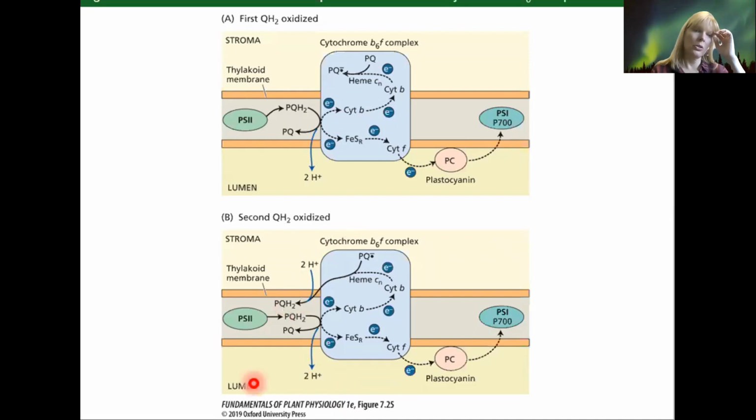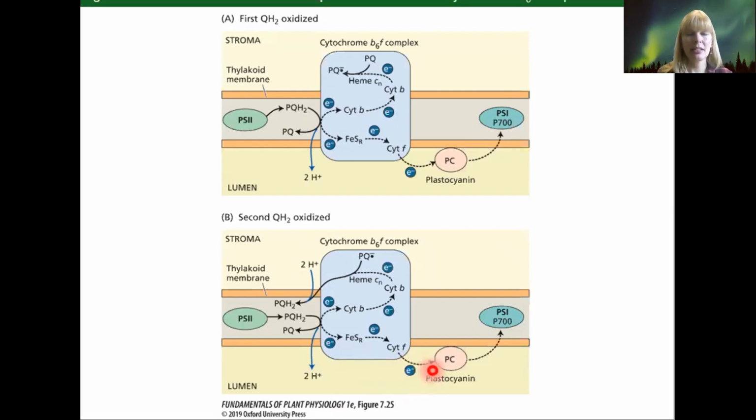Okay, so let's think about the linear path now. These PQH2s that have come along to the cytochrome B6F give an electron out to the linear path. So who are the players? Well, that iron sulfur gets it first, and we're still in the cytochrome B6F for that. So the iron sulfur grabs it, quickly gives it to cytochrome F. And then cytochrome F says, I hope there's a mobile carrier here. I hope plastocyanin is here, because that's the next step.